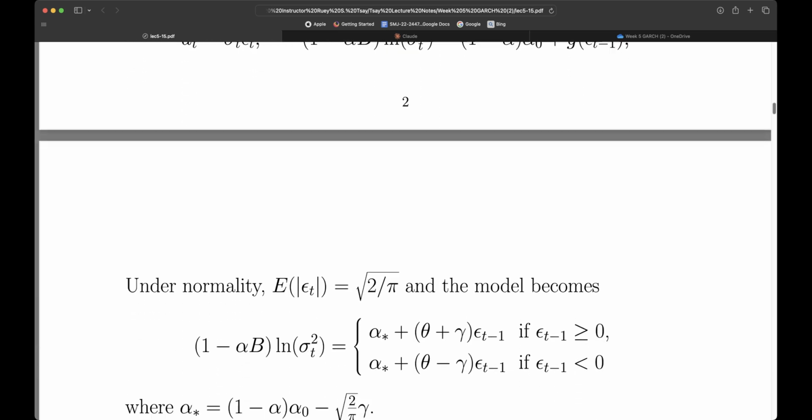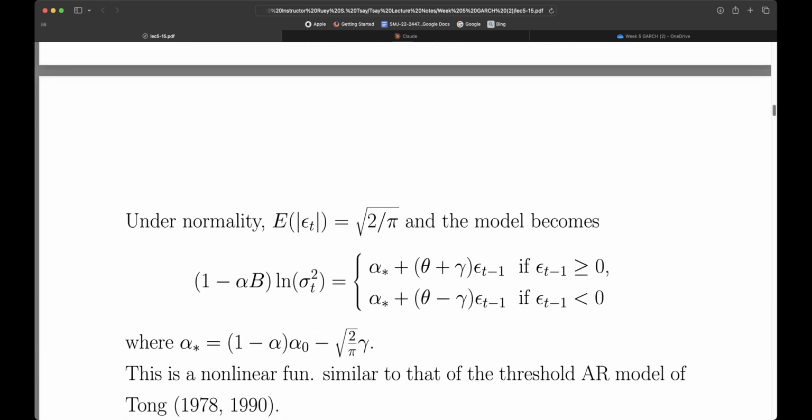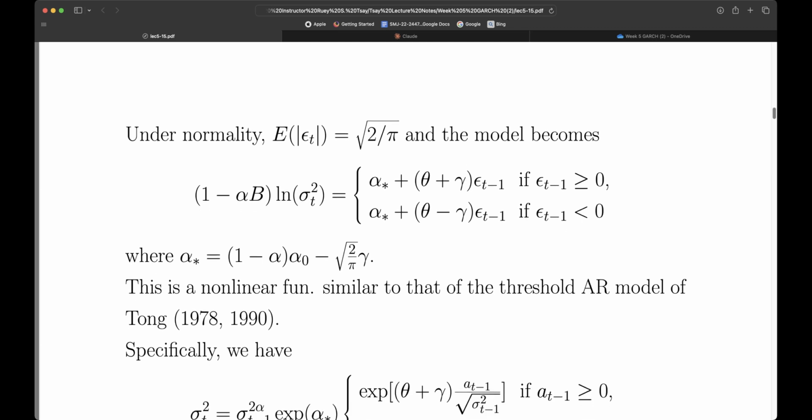And then under normality, the expected value of the absolute value of epsilon is simply root 2 over pi. And the model becomes something like this: (1 minus alpha backshift operator) log sigma_t is alpha star plus (theta plus gamma) epsilon_{t-1} when epsilon_{t-1} is positive, and when negative it is alpha star plus (theta minus gamma) epsilon_{t-1}, where alpha star is some sort of constant.